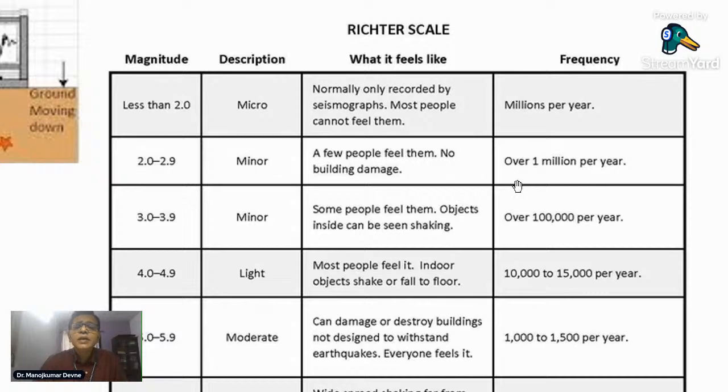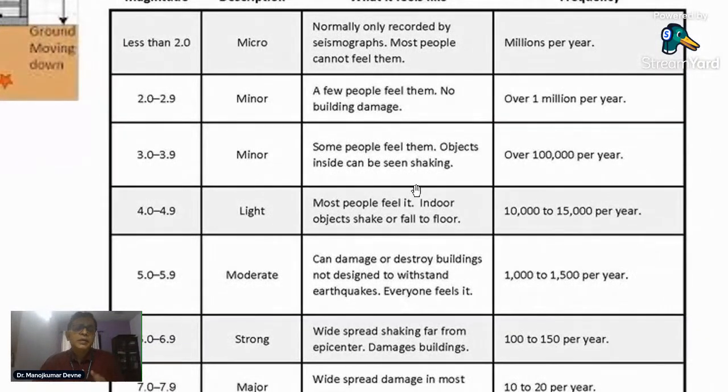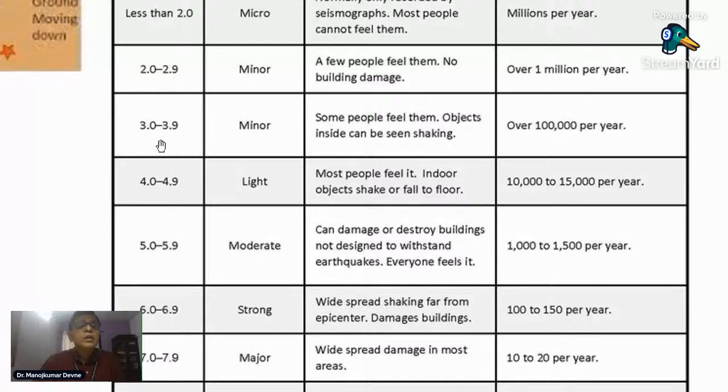Minor is something that happens over a million times a year. Then a minor at a bit higher scale, small: people feel them, objects inside can be seen shaking. If I have a liquid somewhere here, I will just see it shaking. If you see something shaking without a reason, that could be the impact of a minor earthquake. You could have around 100,000 of them in a year.